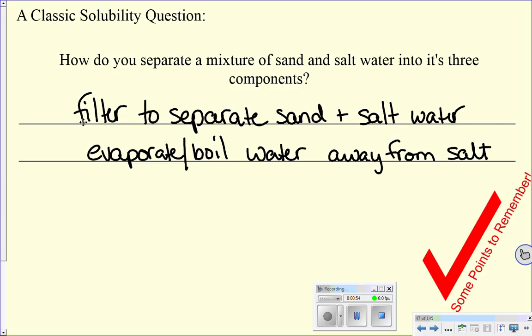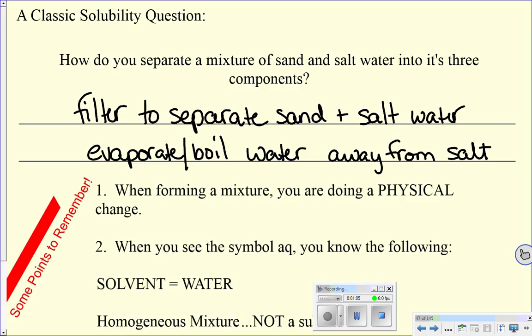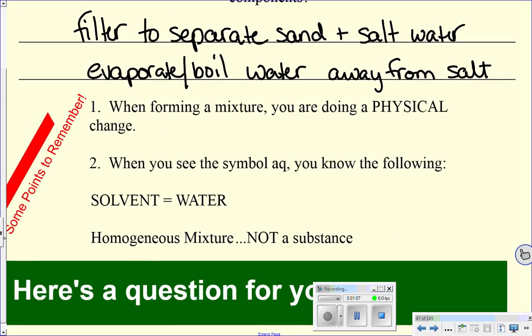You can use filtration to separate things based on particle size. However, filtration won't work with something like salt water because you have very similar particle sizes in the solution, the ions versus the water. So remember, when forming a mixture, you're always doing a physical change. Just some kind of little notes to remember here.